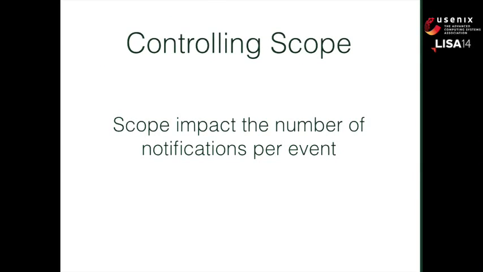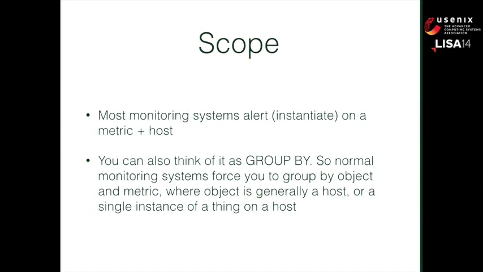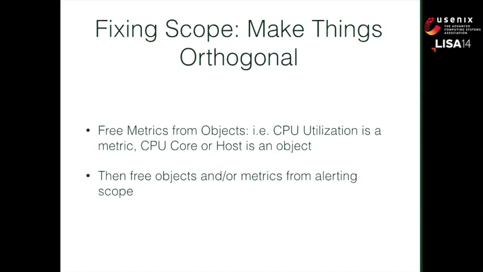I talked about scope. So scope is really about the number of notifications you get per event, the number of emails you get per event. Most monitoring systems instantiate on metric plus host or something like metric plus service plus host. It's all very tied together. You can think of this as like SQL group by statements where the group by statement is mandatory. So the way to fix this, the way to get flexibility, is to make these things orthogonal. So your metrics and objects are not tied together and your objects are not necessarily tied to your alerting scope.